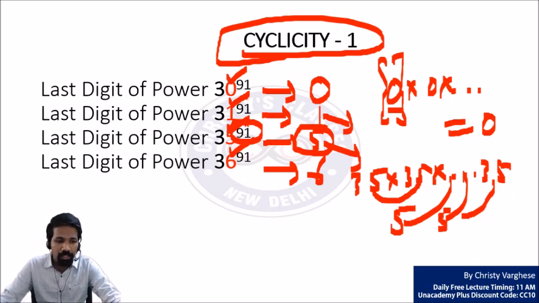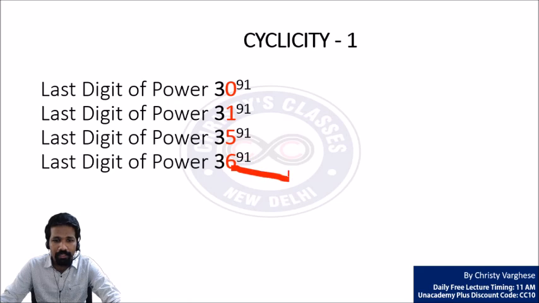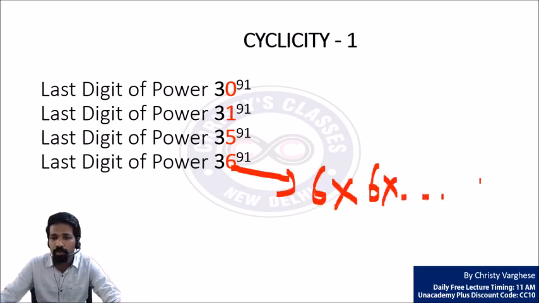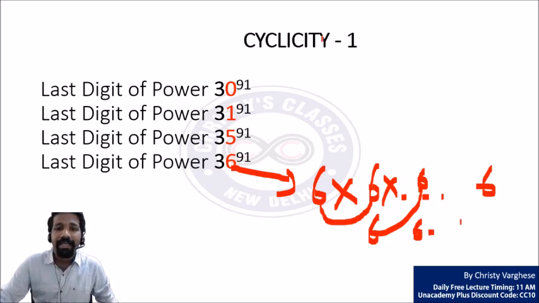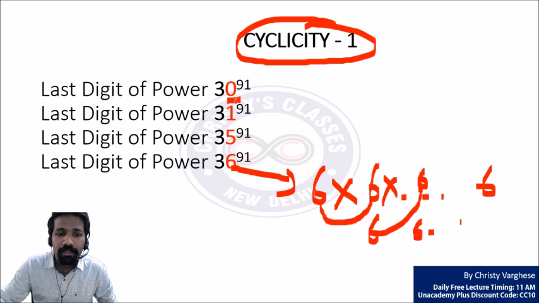Now 36, think about 36. The last digit is 6. 6 into 6 into 6, 91 times. We are not considering the 30 part because that does not matter for the last digit. Now 6 into 6, 36, last digit is 6. That 6 into 6 again 36, last digit 6, and so on. That is why the cyclicity 1 elements are last digits 0, 1, 5, 6.